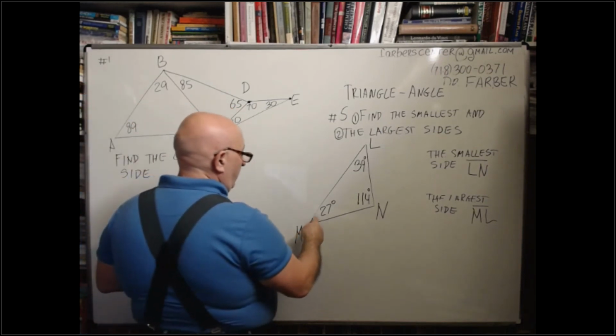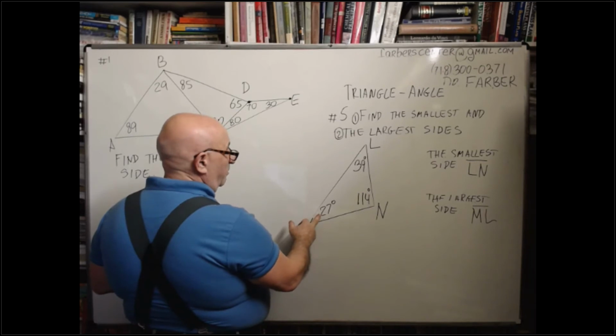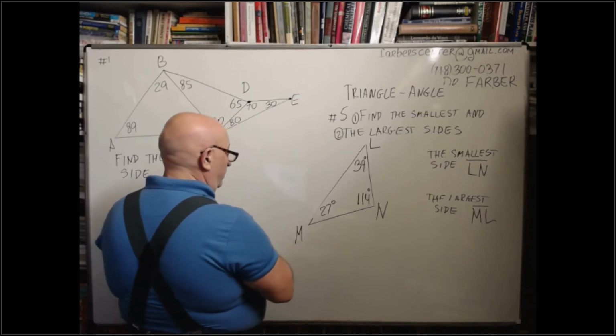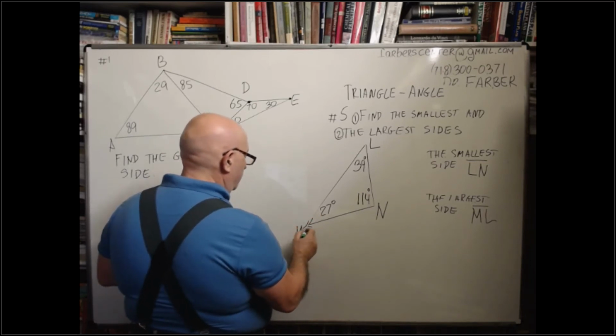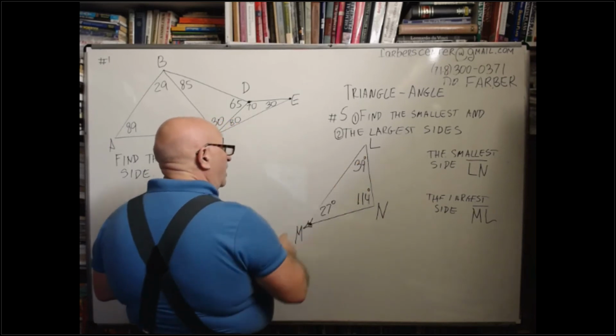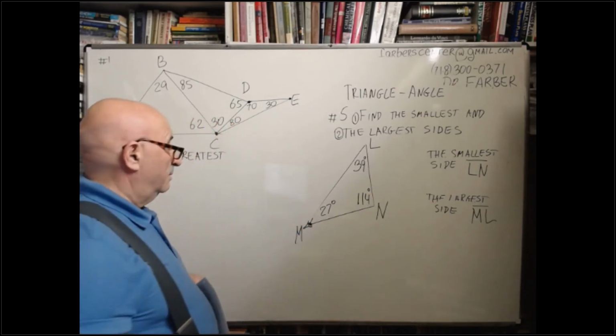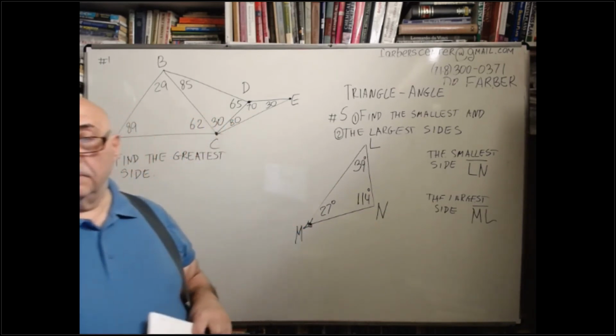Elizabeth, look at this. I found, step number 1, the smallest angle, which is 27. Can you see this? Yes. And opposite of this angle, pretend this is your eye. Your eye, and you're looking. Opposite of this is side LN. Oh, okay.